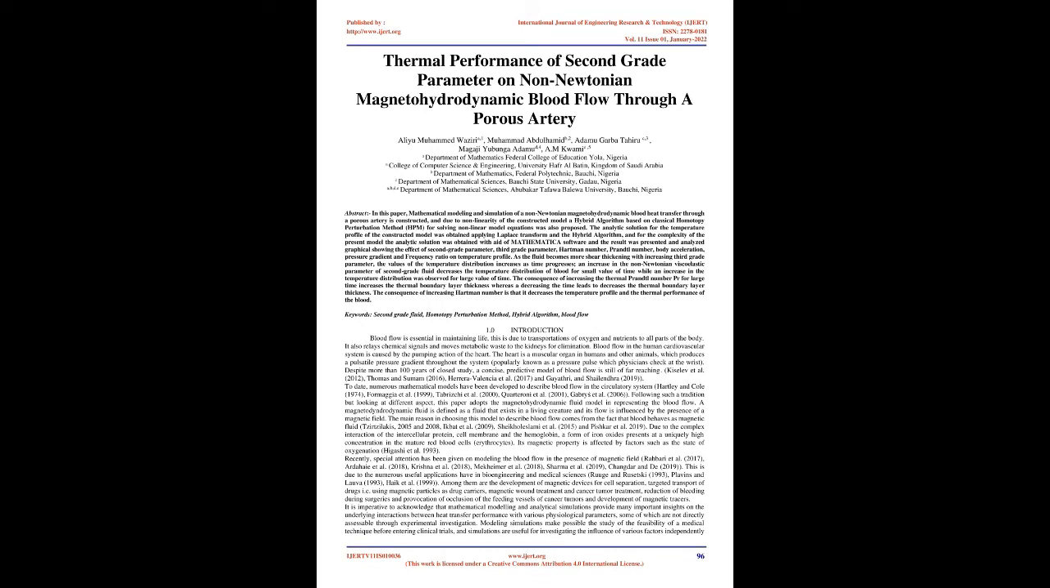progresses. An increase in the non-Newtonian viscoelastic parameter of second-grade fluid decreases the temperature distribution of blood for small value of time, while an increase in the temperature distribution was observed for large value of time. The consequence of increasing the thermal Prandtl number PR for large time increases the thermal boundary layer thickness, whereas decreasing the time leads to decreases the thermal boundary layer thickness.